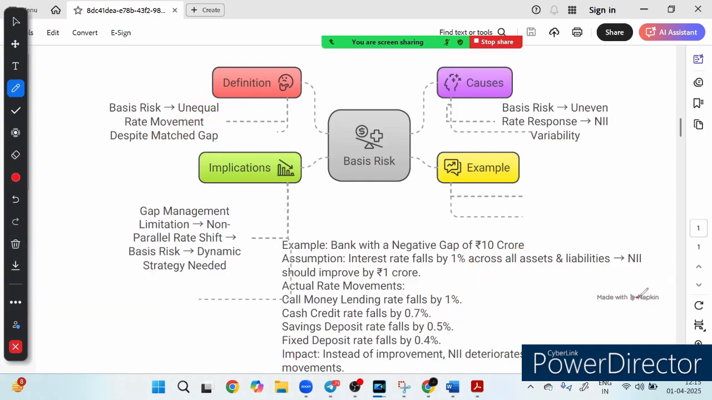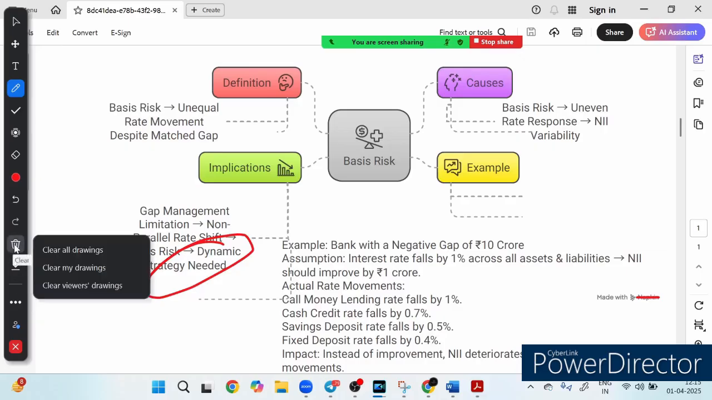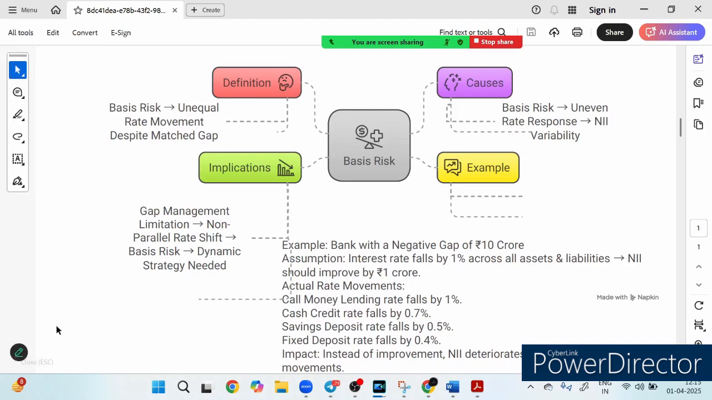Now friends, one more thing I want to tell you is the implication of it. Gap management is not enough, right? Banks need a dynamic strategy to handle rate fluctuation. And this non-parallel rate shift means banks must constantly monitor and adapt their risk models. So what we learned from this discussion is that understanding rate behavior is the real challenge, right? So that is the point. This is called basis risk.